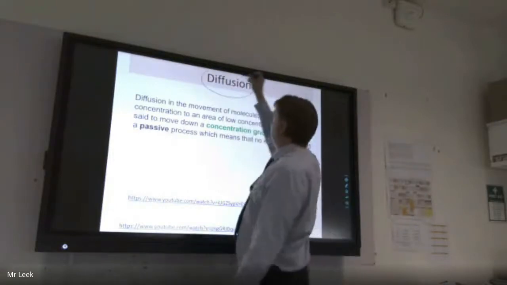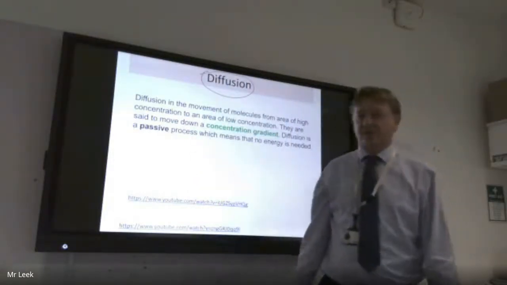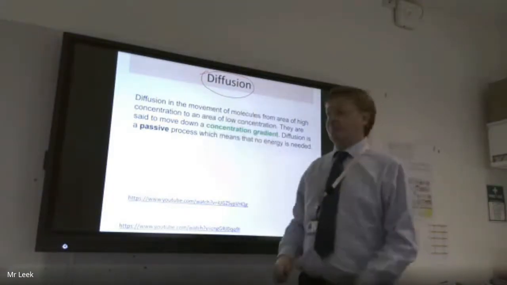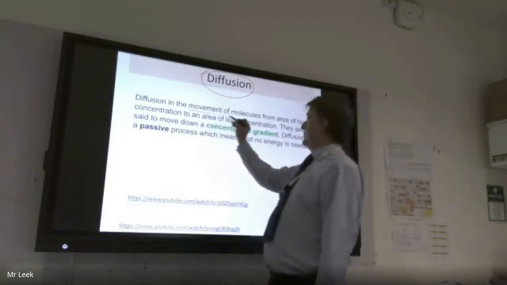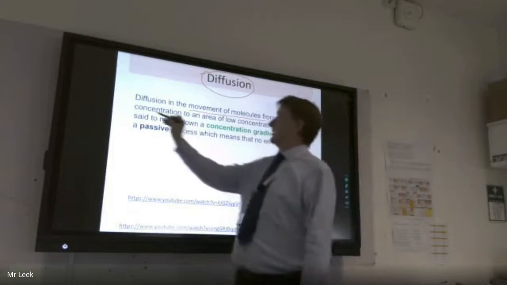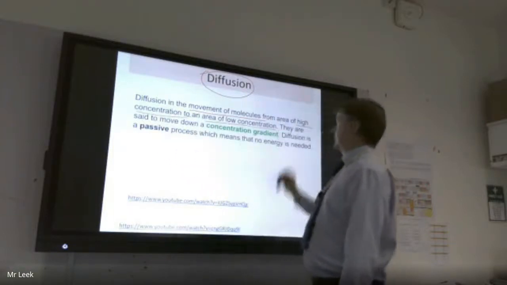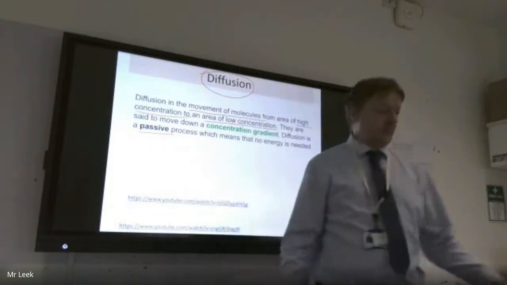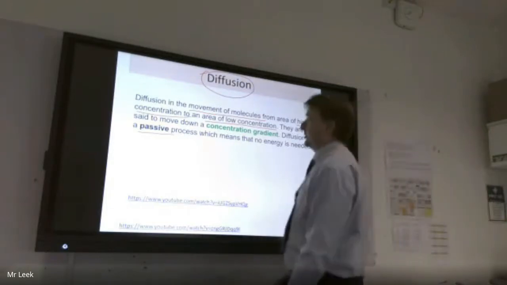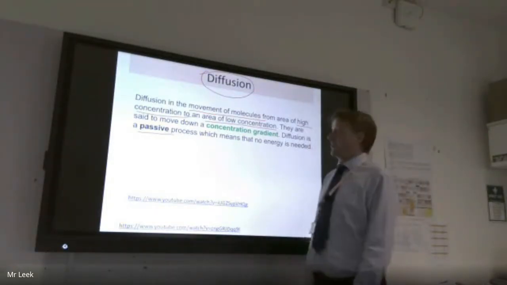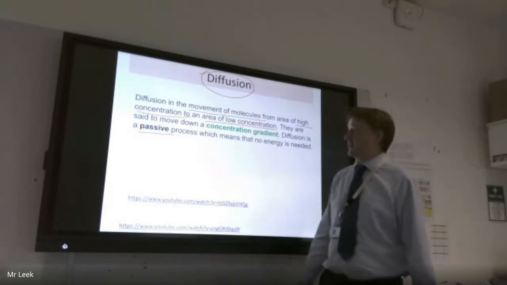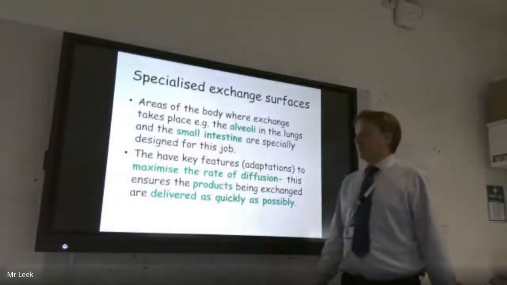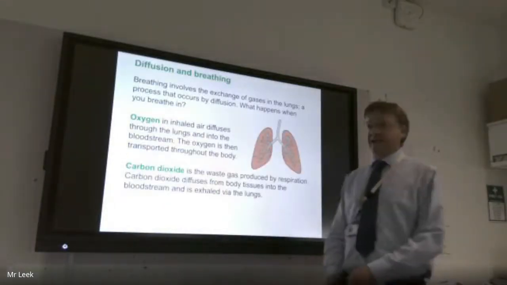Right, so we're starting off with diffusion. This is what we talked about. Remember the deodorant? If I spray deodorant in the corner, diffusion is the movement of molecules from a high concentration to an area of low concentration. The other key thing is that it is passive. Passive means no energy is used up at all. You've got to know the definition: diffusion is the movement of molecules from an area of high concentration to an area of low concentration.